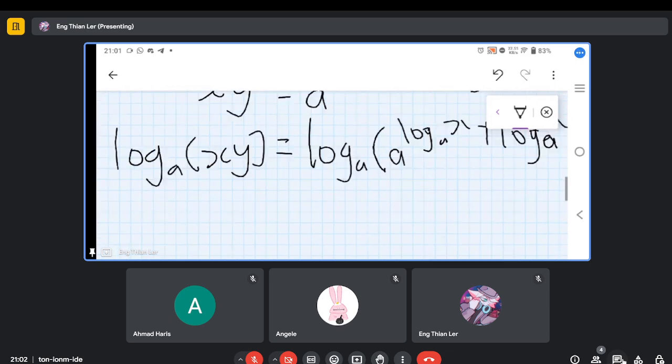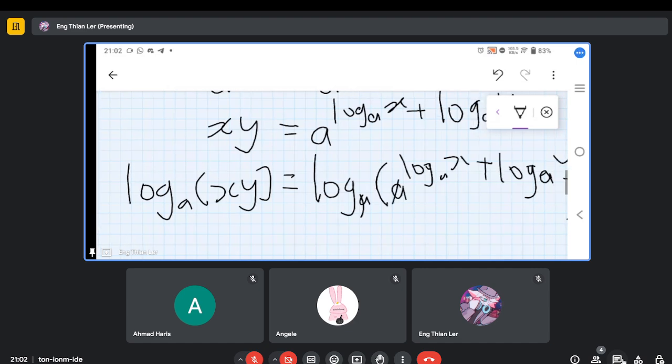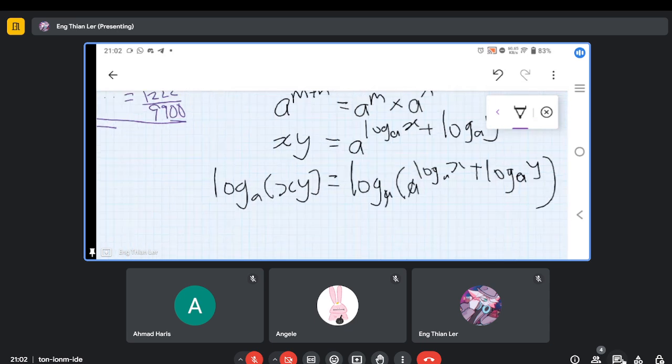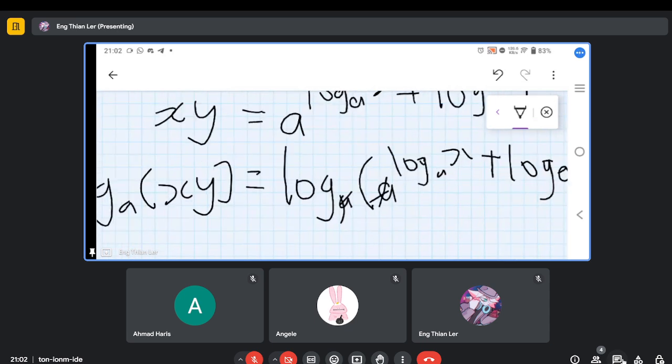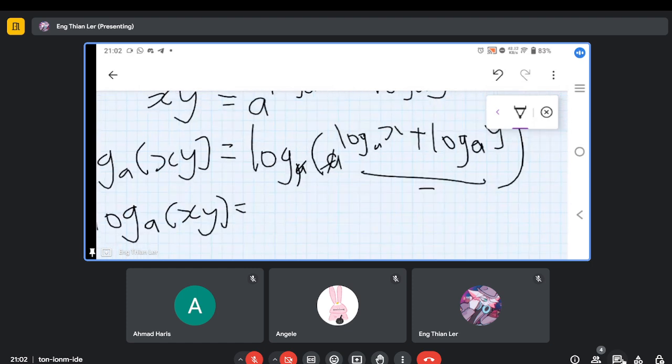Okay, so what do we learn? When we have the same base as the c, when a equal to c, automatic is 1. So this and that will cancel. And what do we get? Log a xy equal to what? This whole thing: log a x plus log a y. And we prove it. That's how we prove it.